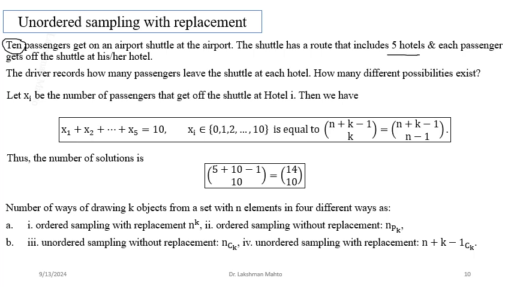If ordered but no replacement, then it is permutation, nPk. If it is unordered and without replacement, then it is the combination nCk. If it is unordered with replacement, then it is n plus k minus 1 choose k.